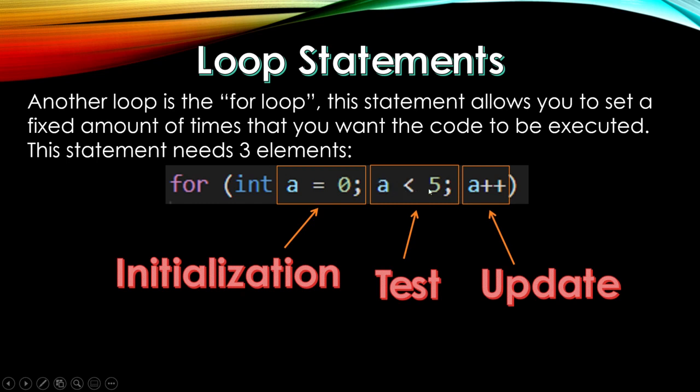a is 0, which is less than 5, so I'm gonna execute the code that is inside, and I'm gonna add 1 to my a. So now my a is 1, and 1 is less than 5 still. So I'm gonna execute the code again. I'm gonna do plus plus, which is plus 1, and now a is 2.